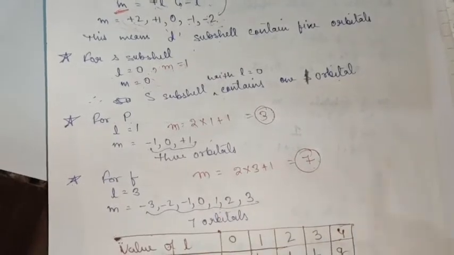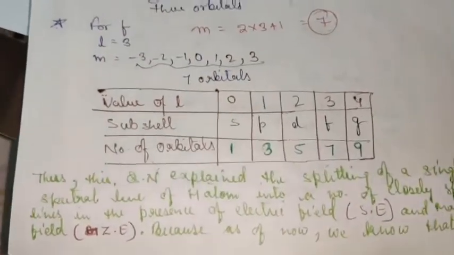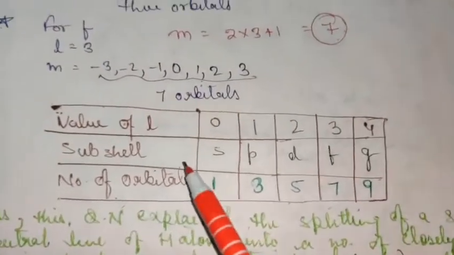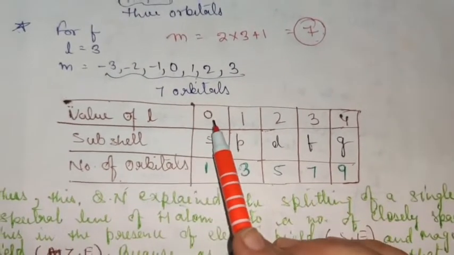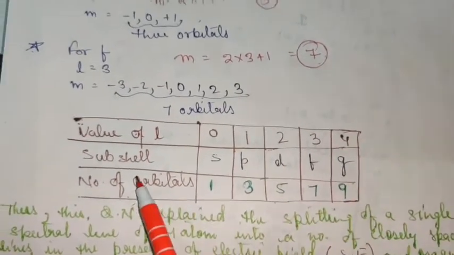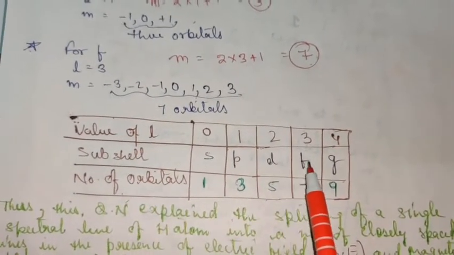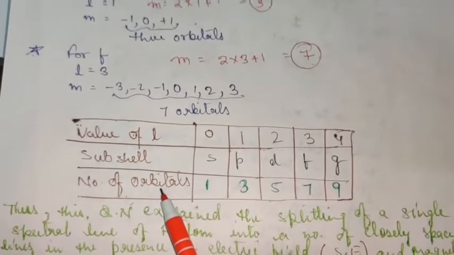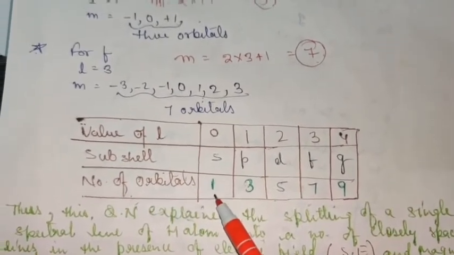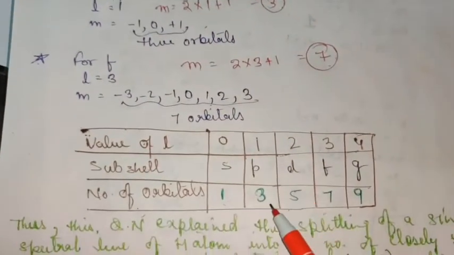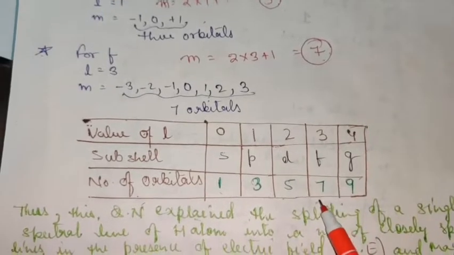So with the help of these, I have a table here. Value of L is equal to 0, 1, 2, 3, 4. Subshell is equal to S, P, D, F, G. Number of orbitals, how many? S will have 1 orbital from the above calculations. P will have 3, D will have 5, F will have 7, and G will have 9.